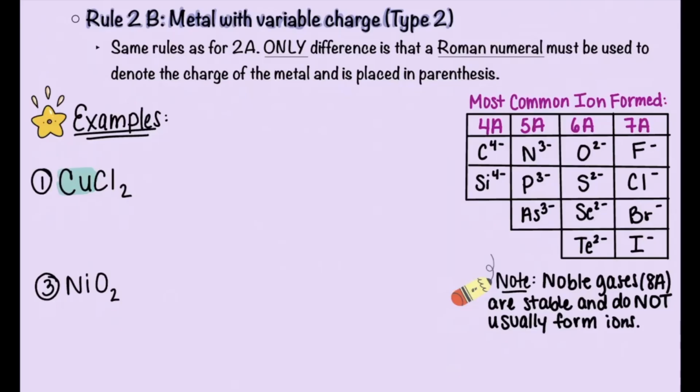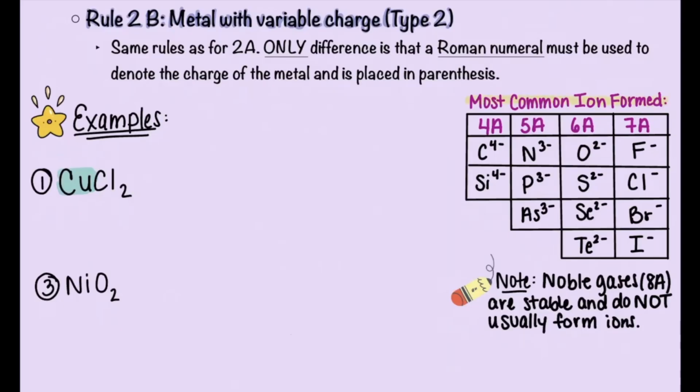And to find the metal's charge, what we can do is uncross the subscripts. And if you haven't done so already, I highly recommend you check out my last video where I showed you guys how to cross the charges to create a binary ionic compound. But anyways, back to this problem. One thing I always tell my students is to always look at the nonmetal first. And I created a little chart here to show the most common ion formed for the nonmetals.